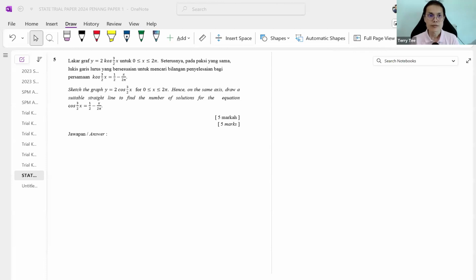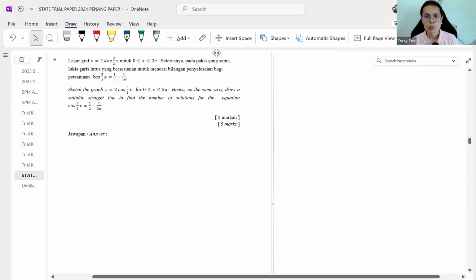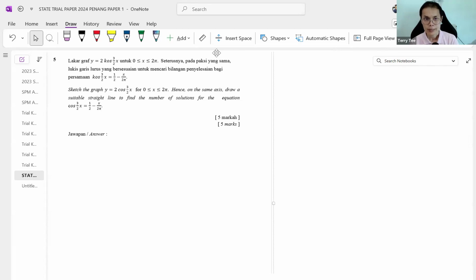Okay, question number 5. This is from Form 5, Chapter 6, Trigonometric function. Now let's begin. We are given y equals 2 cos (3/2)x, and your x value is between 0 and 2 pi. Let's sketch a graph, right? Before we draw the full version, I like to draw part by part to help you understand how this graph works. So let's begin by drawing the basic y equals cos x. We know the cos graph starts from 1, goes down to -1, passes through 0 here, and comes back up. This is from 0 to 2 pi.